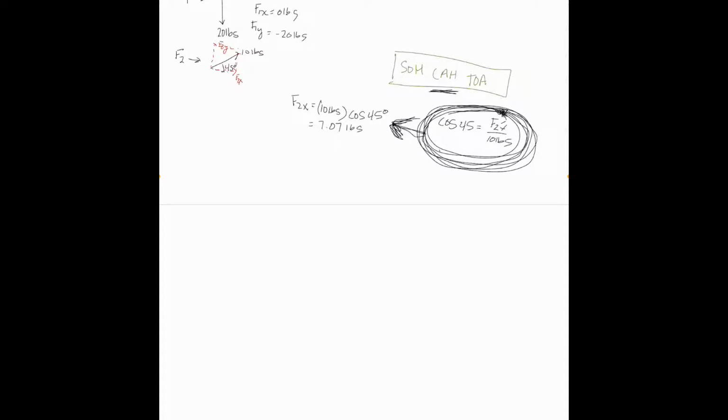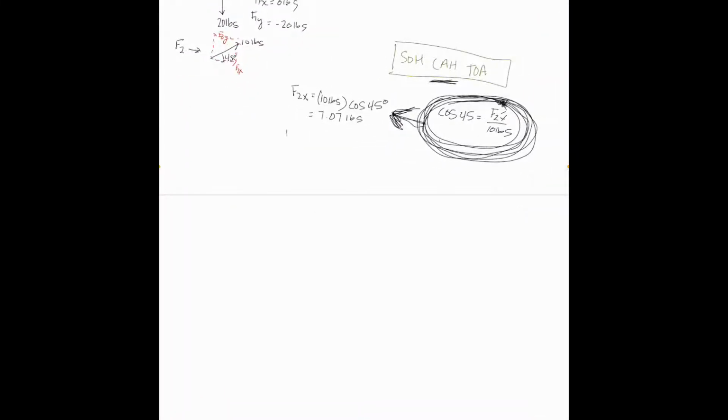All right, so now that we have F2x, we can find F2y in the same way. For the y value though, we're going to be looking at this first part of SOHCAHTOA. So the sine of 45 is equal to the opposite, which is F2y in our case, all over the hypotenuse, which is 10 pounds. So we know that 10 pounds times the sine of 45 is going to be equal to F2y. We know that sine of 45 is going to be the same as cosine of 45. So we can just write that down, or we can double check when we put it in our calculator, and we should end up with that same 7.07 pounds.